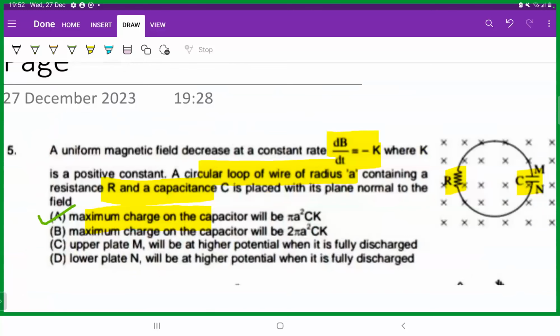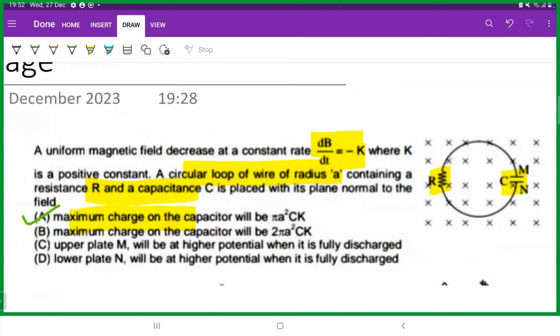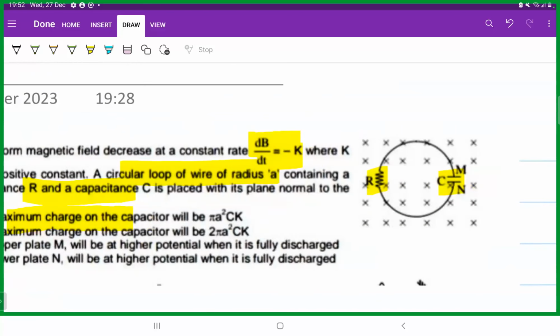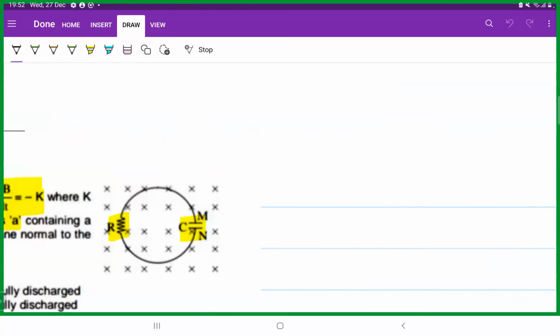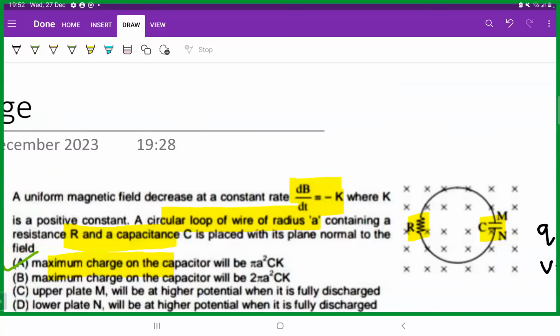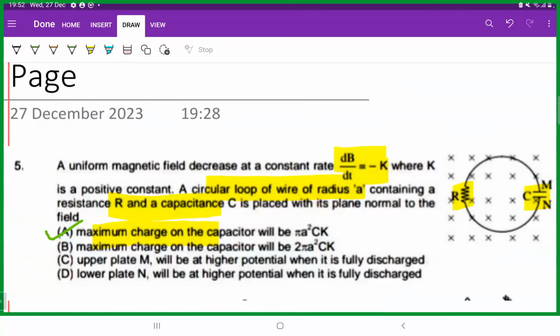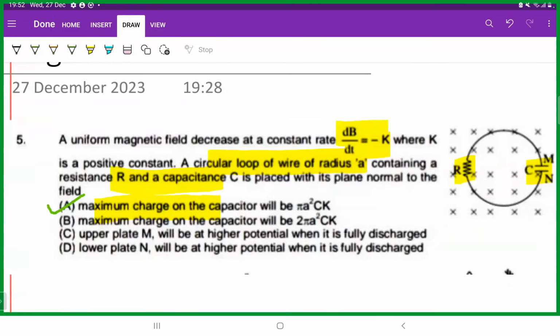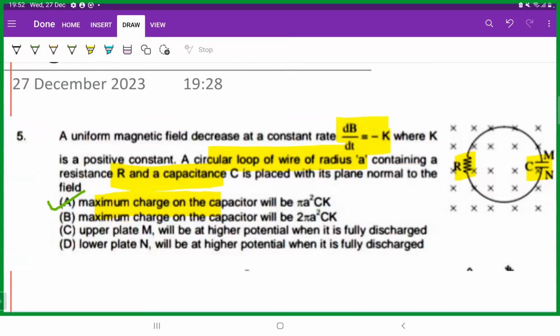Now coming to options C and D, it has been stated that the circuit is fully discharged. When the capacitor is fully discharged, it has a charge equal to 0. So the potential difference across it will be q by C, which will also be 0. So the potential difference will be zero. So the only correct option which we have here is A. Thank you.